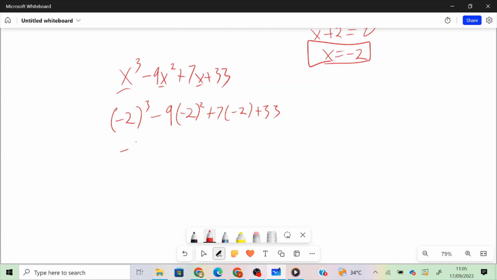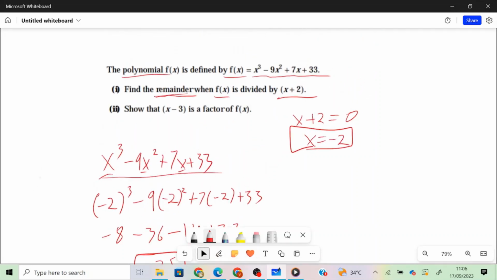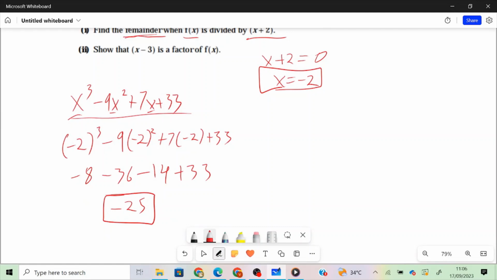Minus 2 cubed is minus 8, minus 2 squared is 4, times minus 9 gives minus 36, minus 14, plus 33. Minus 8 minus 36 gives minus 44. Minus 44 minus 14 gives minus 58. And you add 33 to that, should be minus 25. Let me just confirm. Yeah, it is minus 25. So the remainder you get is minus 25 when you divide this polynomial by x plus 2. So in this case, we used the remainder theorem.